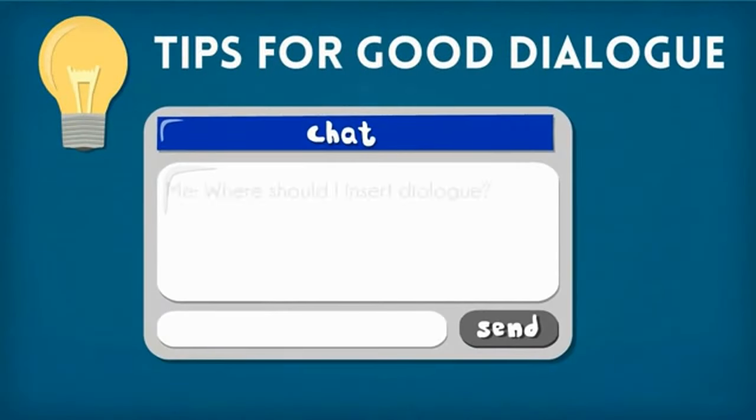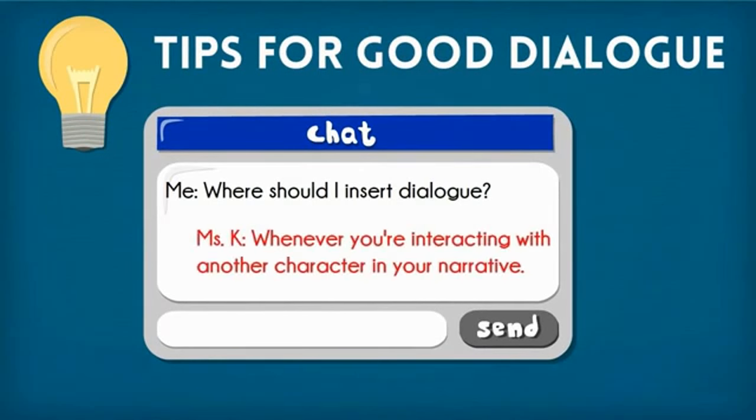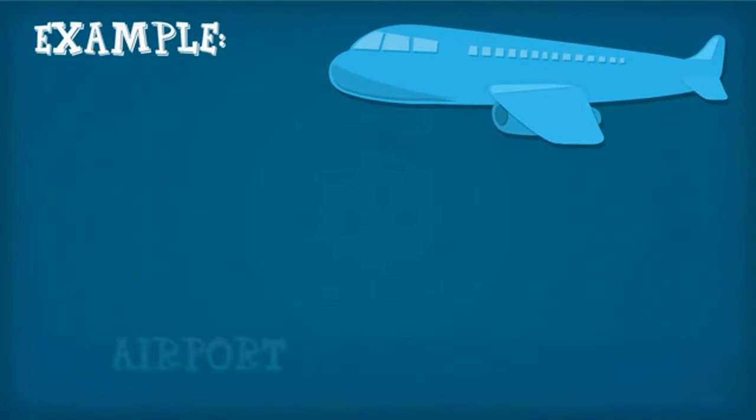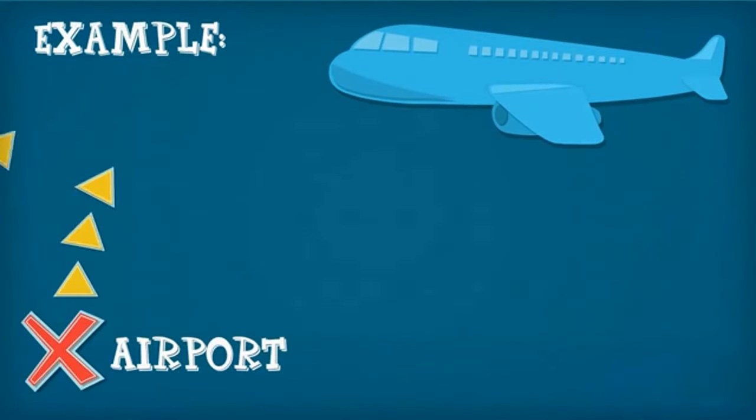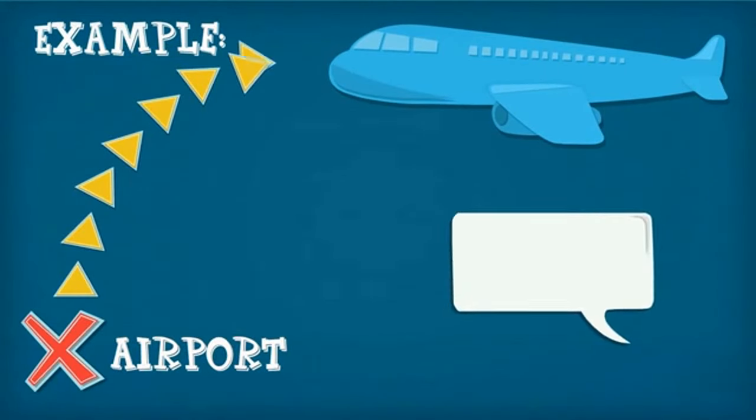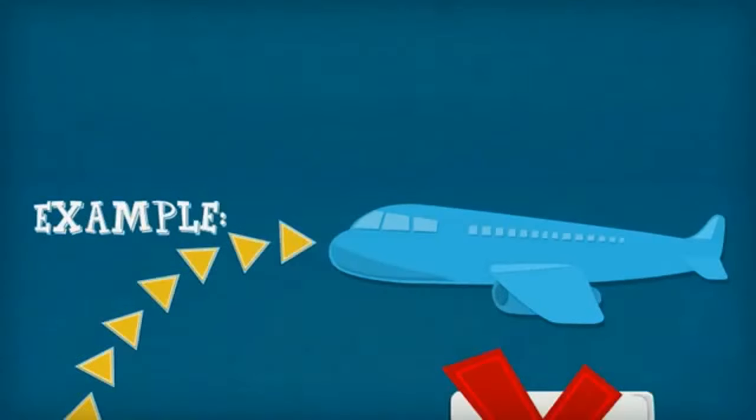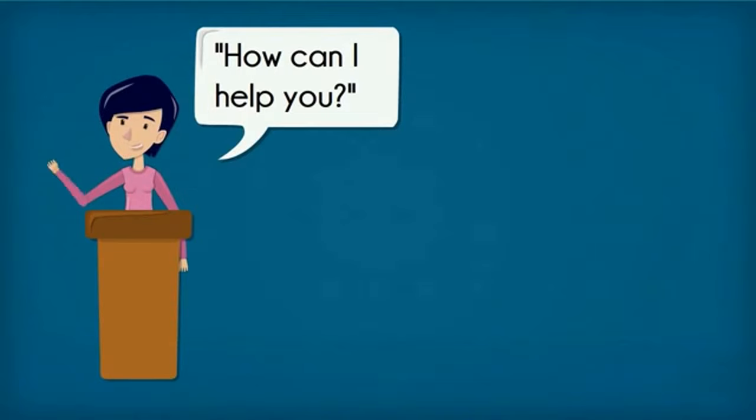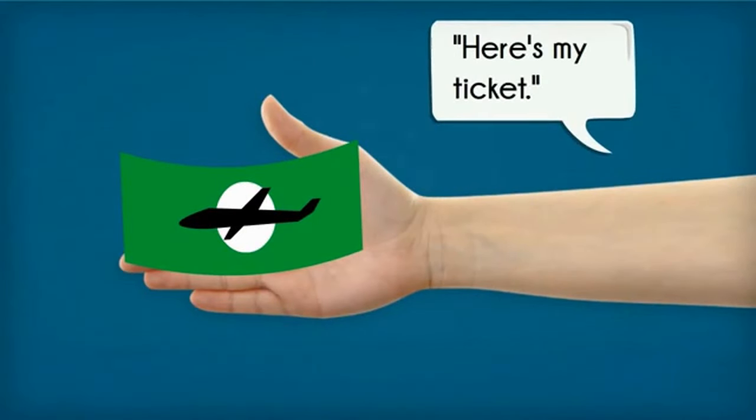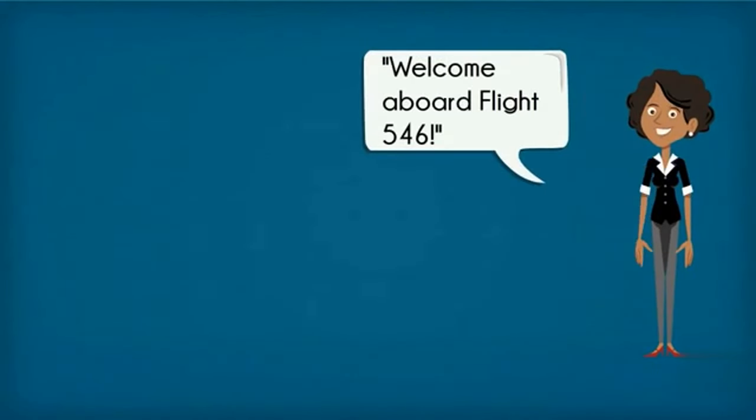The first step is to figure out where you should insert dialogue. A good rule to follow is to think back on the event you're writing about and to find spots where you, the narrator, are interacting with other characters. For example, let's say you're writing about taking a flight somewhere. I doubt that you made it all the way through the airport to your plane without speaking to anyone at all. Some people you probably spoke to were the customer service person at the counter, the person who scanned your ticket, and the flight attendant once you were on the plane.